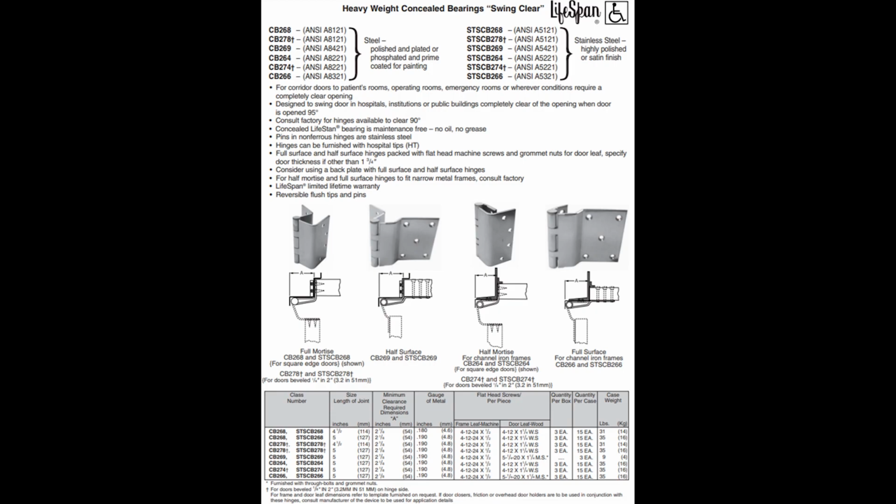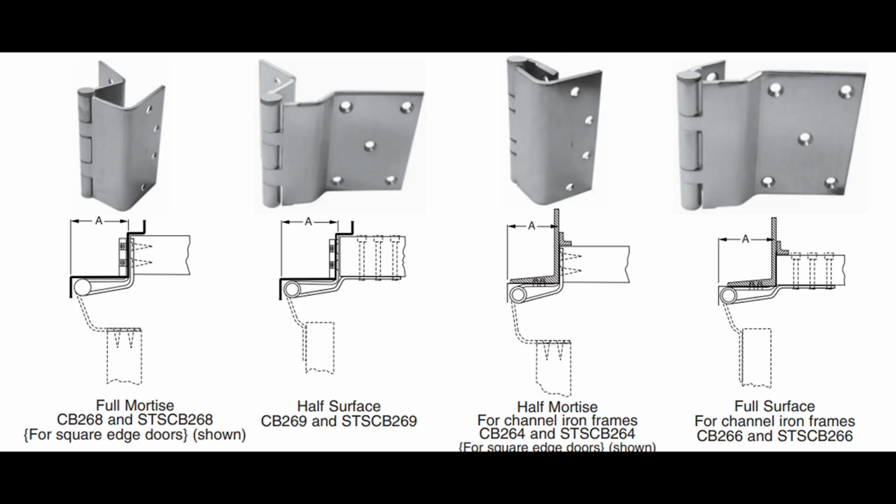And really interestingly, on that same page, you see how swing clear hinges can be done in different variants: full mortise, half mortise, half surface, half and half, full surface. It's really unusual to see full surface, but they're out there. There was a grocery store where we used to live, and the cart return doors had full surface swing clear hinges. So a CB268 would be good, although that's heavyweight.